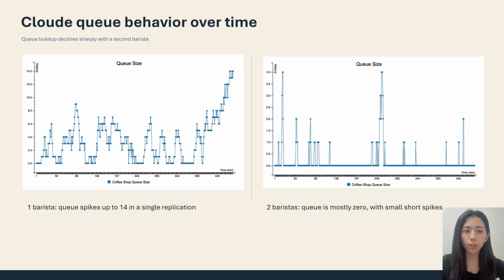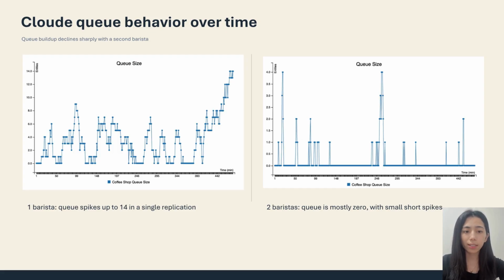And in some runs, the maximum wait time reached as high as 78 minutes. The average queue size was 3.8 customers, but the maximum queue behavior shows that the line could become much longer during the busy periods. For the two barista system, the average maximum wait time dropped to 5 minutes, and even the highest maximum wait time across the replications was only 10 minutes. This means that with two baristas, the queue was usually close to zero with only small and short breaks.